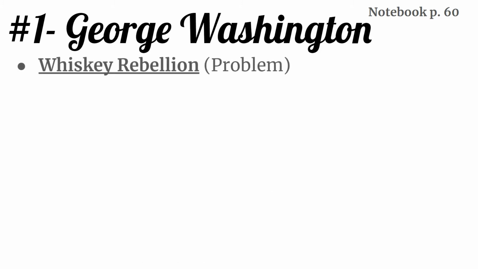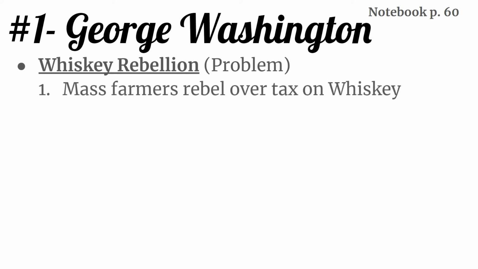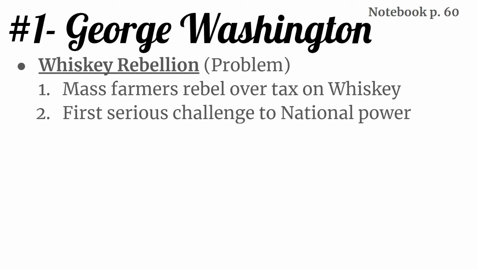Now let's talk about some of the problems. First problem, the Whiskey Rebellion. You see, in Massachusetts, farmers started to rebel over the tax that the government had placed on whiskey. Now, it's important to understand that this is the first serious challenge to national power. The farmers that are rising up are former soldiers in the Continental Army. Remember, they fought over the slogan of no taxation without representation. And the minute that they have this new freedom, the first thing the government does is turn around and put a tax on corn whiskey or any type of whiskey. And this upsets a lot of farmers.